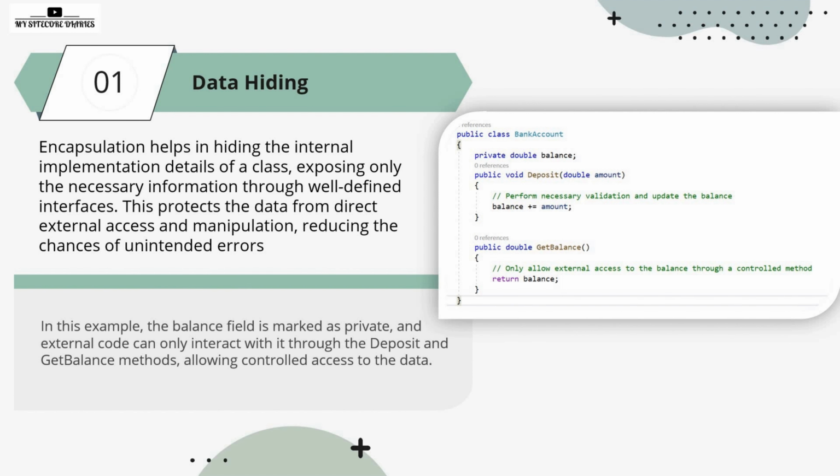So in this example, the balance field is marked as private and the external code can only interact with it through the Deposit and GetBalance methods, allowing controlled access to the data. So this is one example of why we need encapsulation. Because of encapsulation, the direct balance variable is not accessible outside the BankAccount, so no one can manipulate it.